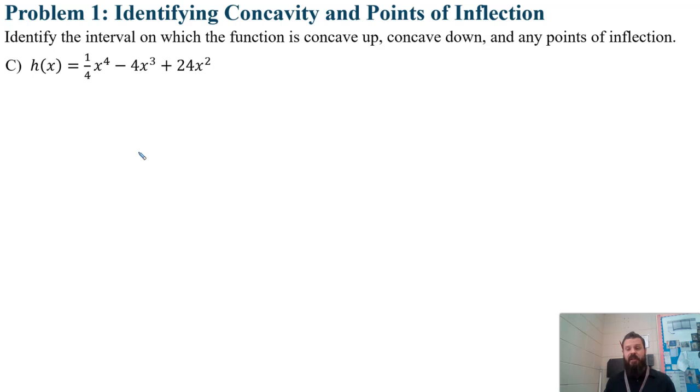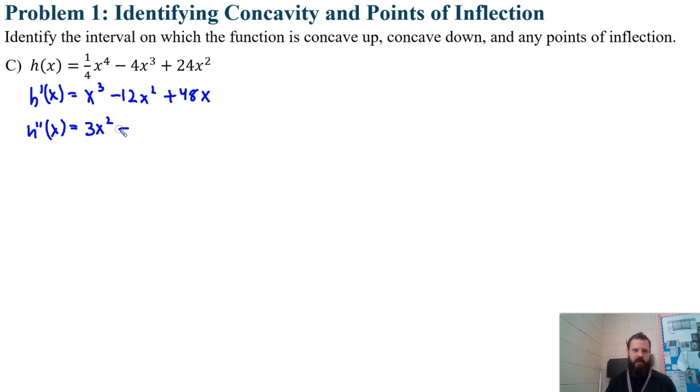All right, part C, let's take a look at another example. And here's one where things don't quite work out the way we expect maybe. Okay, concavity, points of inflection, that's a second derivative question. So we'll find h prime of x, which will be 4x to the third minus 12x squared plus 48x. And we'll find the second derivative, h double prime of x, will be equal to 3x squared minus 24x plus 48.